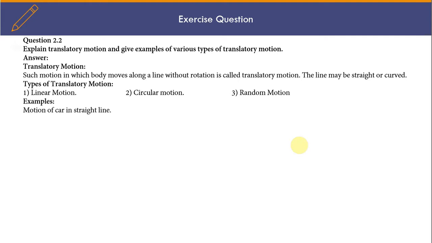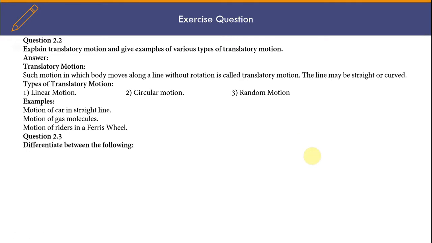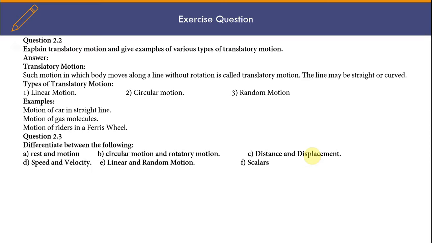Types of translatory motion: linear motion, circular motion, random motion. Examples: motion of a car in a straight line is linear motion. Motion of a gas molecule is random motion. Motion of riders in a Ferris wheel is a circular motion. Now question 3.3. Differentiate between the following. A. Rest and motion, B. Circular motion and rotatory motion, C. Distance and displacement, D. Speed and velocity, E. Linear and random motion, F. Scalars and vector.